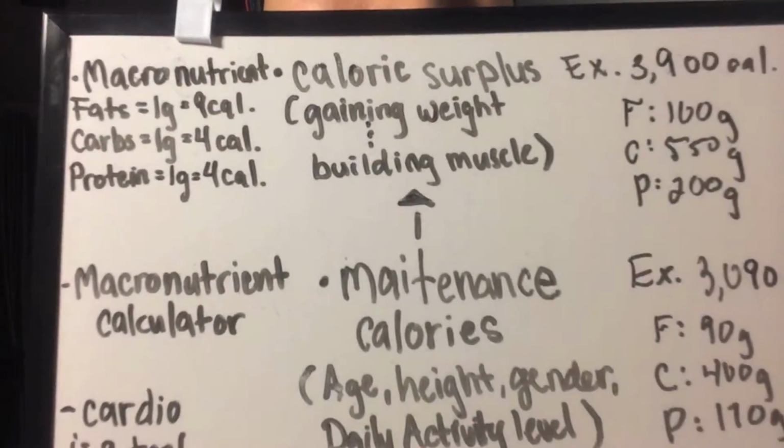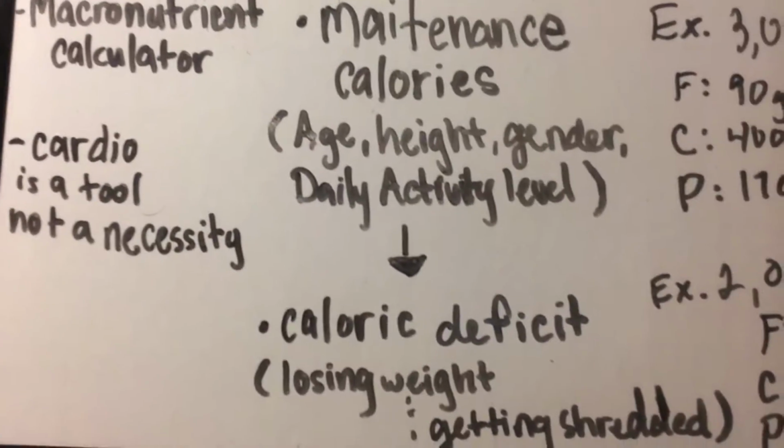Now, say we want to go the other way. We're going the other way from the maintenance calories, and that's the caloric deficit. The caloric deficit is the opposite of a caloric surplus: you're at your maintenance and you subtract calories from it. Being in a caloric deficit is simply going to allow you to lose weight and lose fat as you keep subtracting calories.